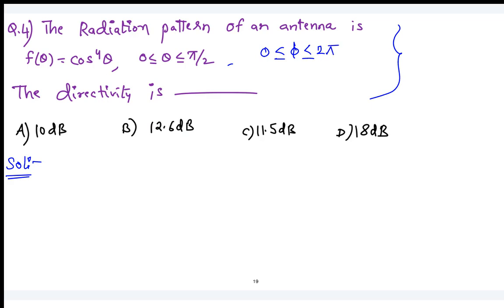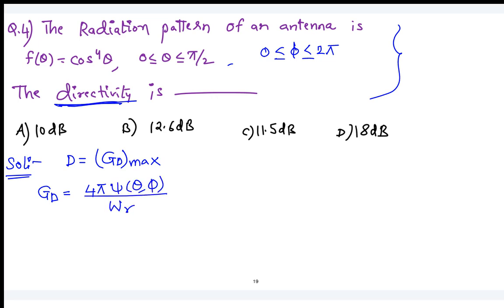Then what will be the value of directivity? First of all, I told you the directivity is basically the maximum value of directive gain. Based upon the derivation, the directive gain is equal to 4 pi times the radiation intensity divided by the radiated power. The radiation intensity you already know is cos power 4 theta. How to find out the radiated power?